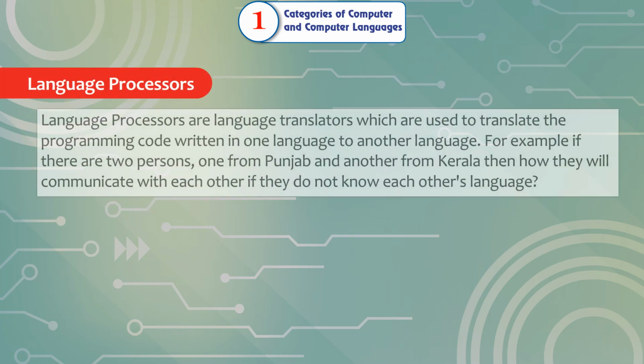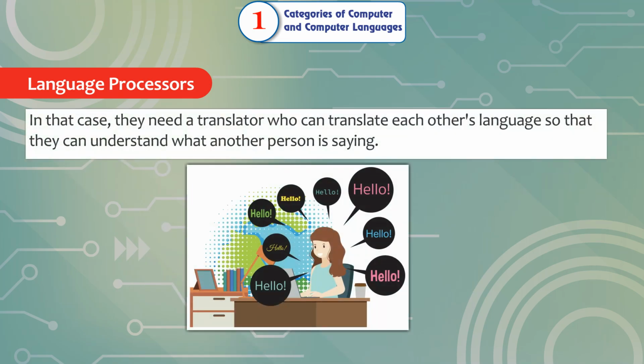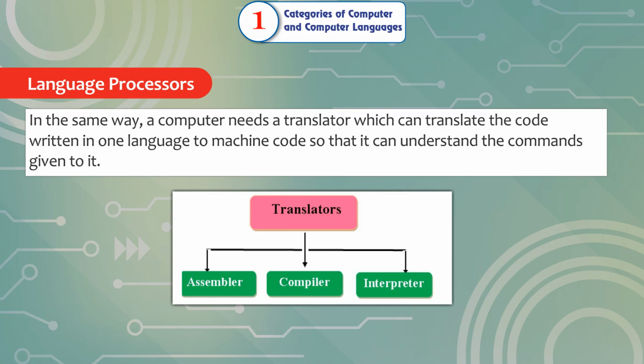Language processors. Language processors are language translators which are used to translate the programming code written in one language to another language. For example, if there are two persons, one from Punjab and another from Kerala, then how will they communicate with each other if they do not know each other's language? In that case, they need a translator who can translate each other's language so that they can understand what the other person is saying. In the same way, a computer needs a translator which can translate the code written in one language to machine code so that it can understand the commands given to it.